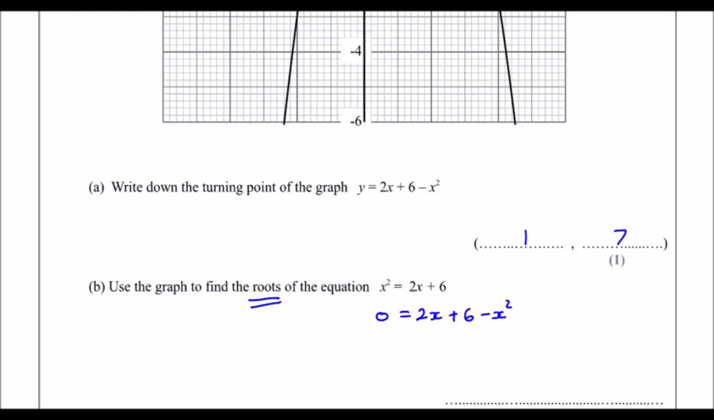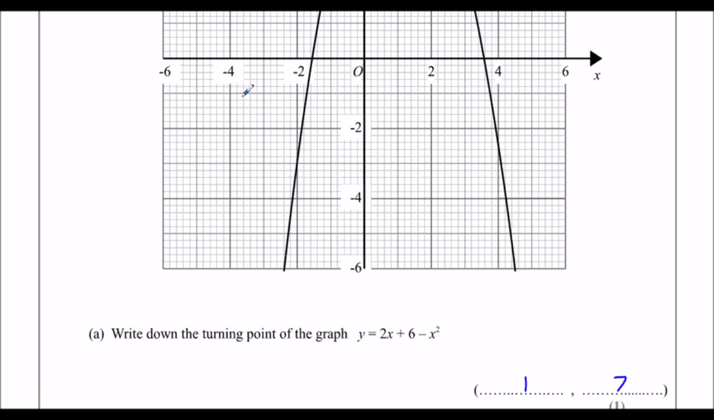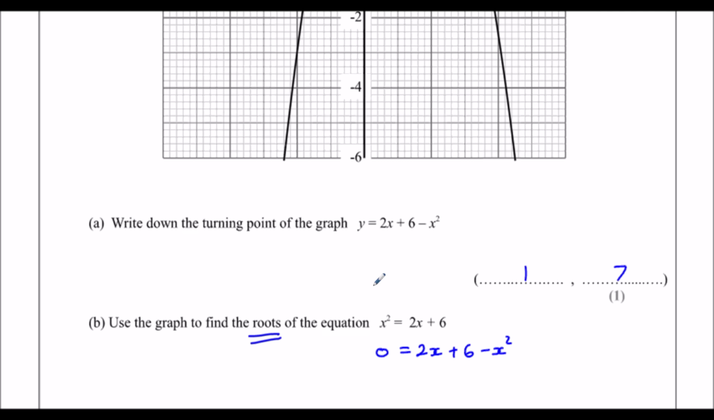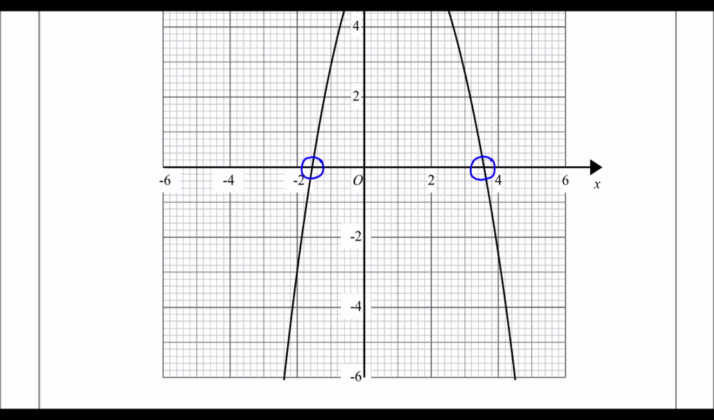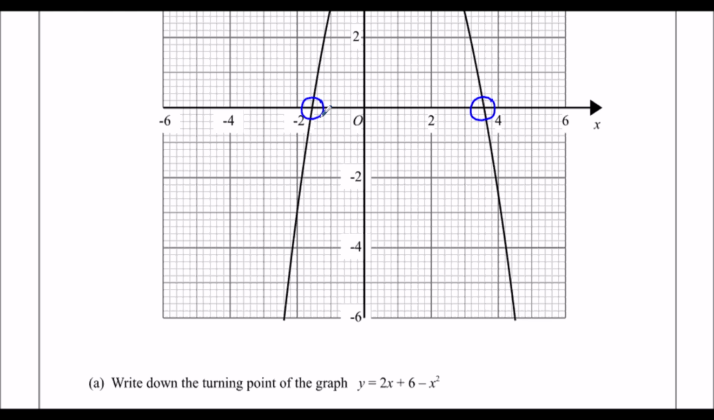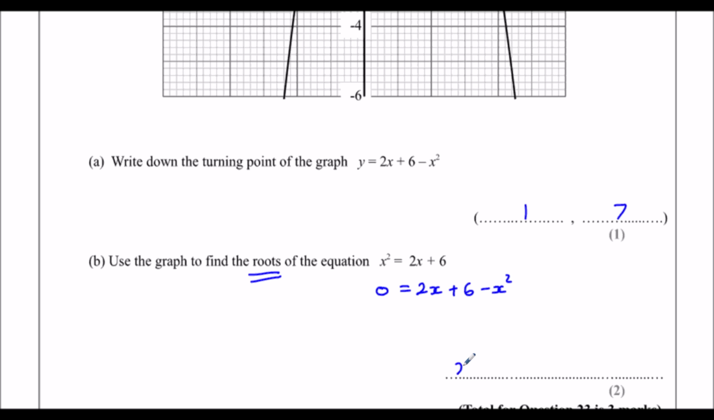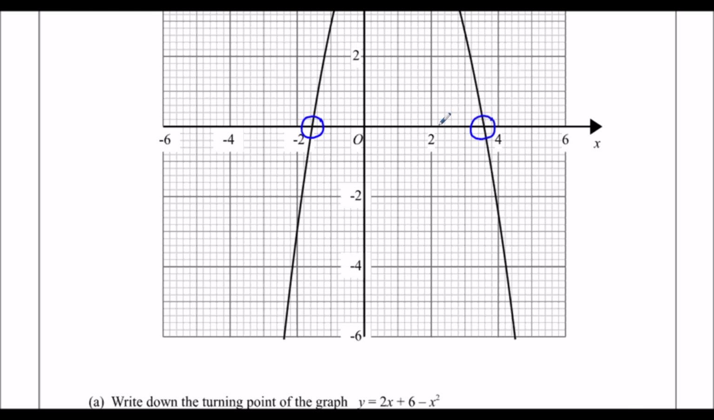And the roots are the points where it crosses the x-axis. So it's where y equals 0, y is equal to 0 when it crosses the x-axis. That's where y is 0 along here, along the x-axis. So what can x be to make y 0? It's either negative 1.6 or 3.6.